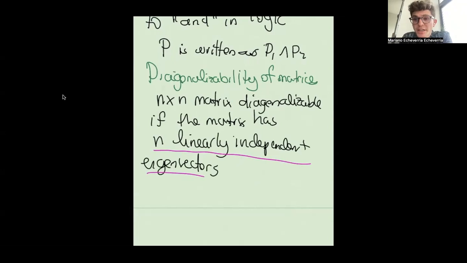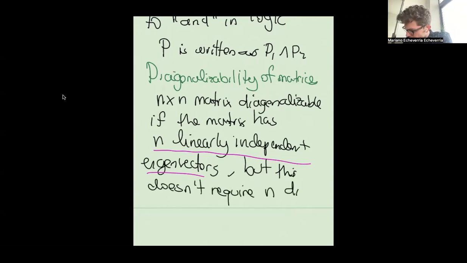But that doesn't require n different eigenvalues. The eigenvalues are allowed to be repeated. So this doesn't require n different eigenvalues.